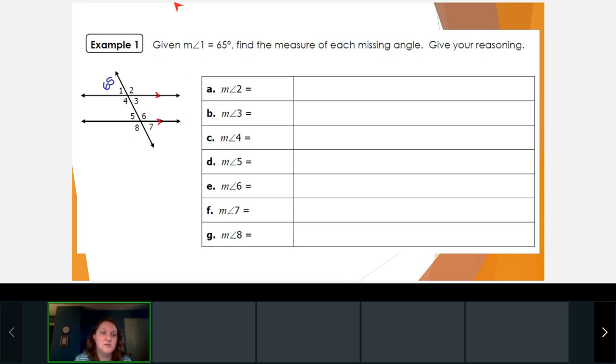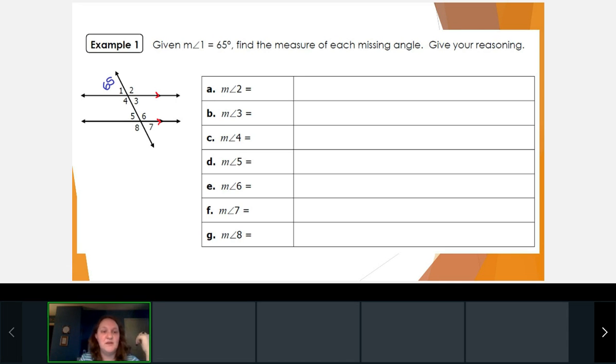Okay. So I like to first look at corresponding angles. Angle 1 is up here in the top left. What angle is corresponding to angle 1? Anyone know? Yay, thank you, Brayden. Anyone else want to chime in? Thank you, Hannah. Very good. Not 3, not 2, not 7.